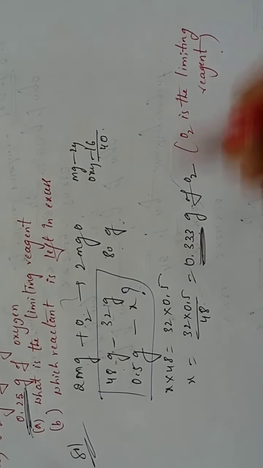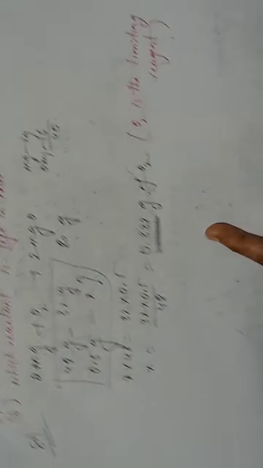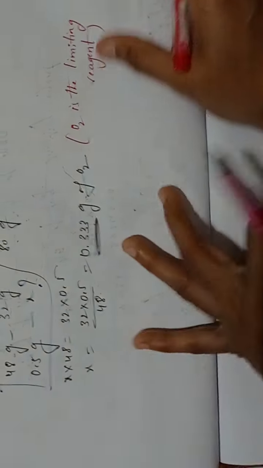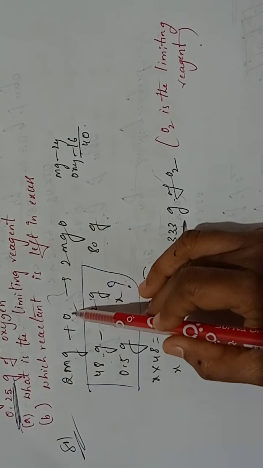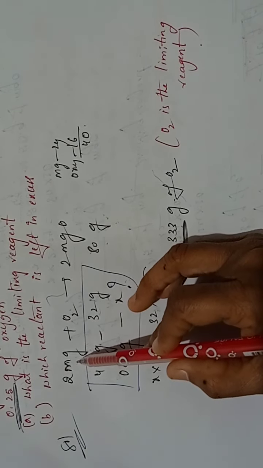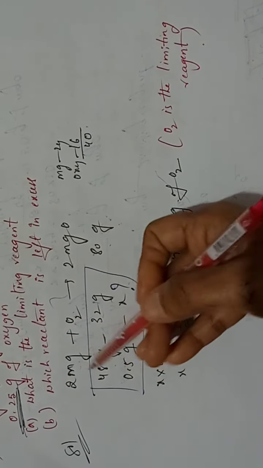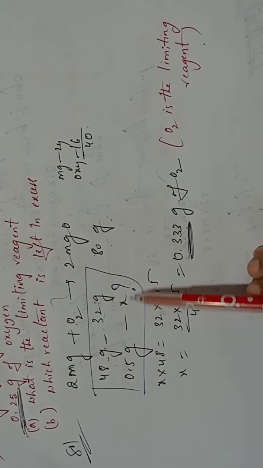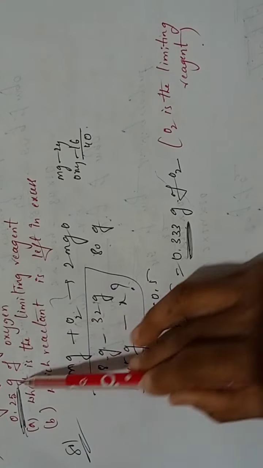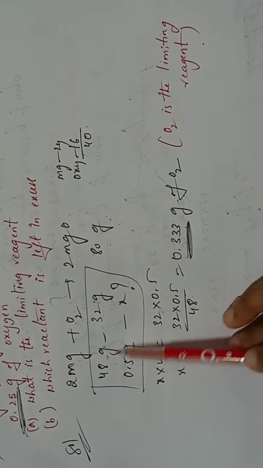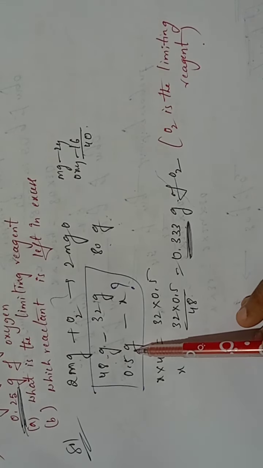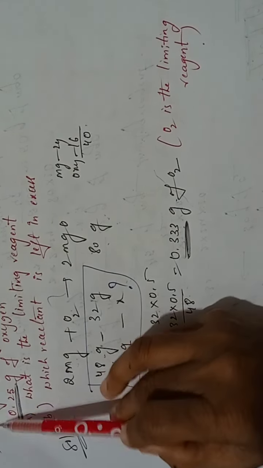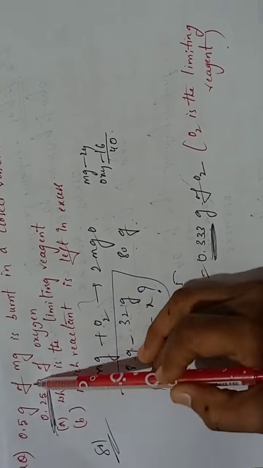Now which one is the excess reagent, students? How to find it? Here oxygen is the limiting reagent, which means magnesium is the excess reagent. Now we have to check whether it is correct or not. So in the second case, students, I am taking the oxygen weight, the weight that is given, and I am going to calculate the magnesium weight. Then that magnesium weight that I calculated, you have to compare with the given value of magnesium.